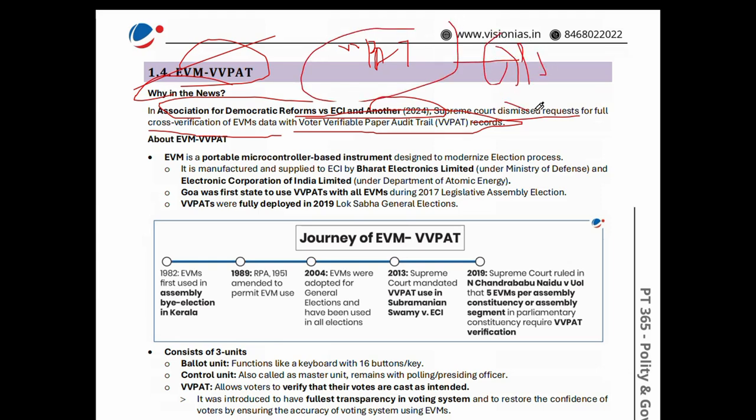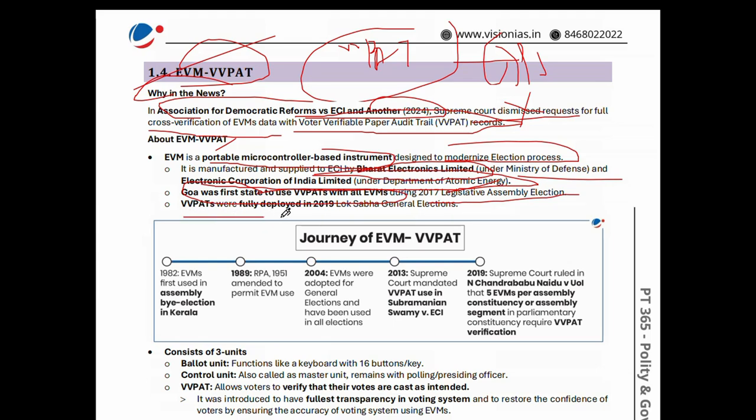EVM is a portable microcontroller-based instrument designed to modernize the election process. It is supplied to the Election Commission by Bharat Electronics Limited under the Ministry of Defence and Electronics Corporation of India Limited under the Department of Atomic Energy. Here there should be two points. Which department does Electronics Corporation of India Limited come under? Then you should say Department of Atomic Energy. Goa was the first state to use VVPAT with EVM during the 2017 Legislative Assembly election. VVPAT was fully deployed in the 2019 Lok Sabha general election.